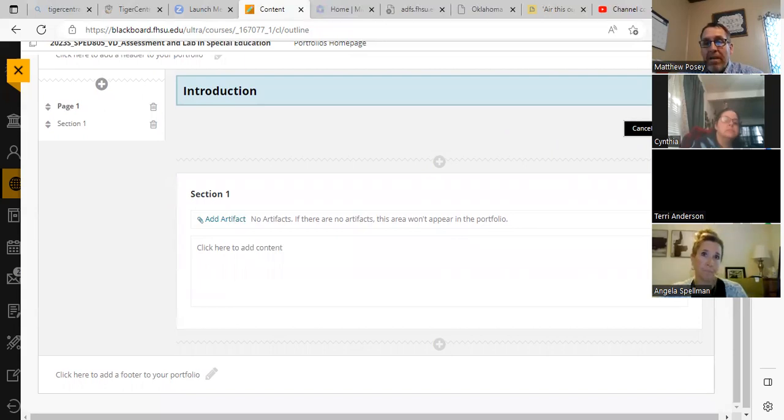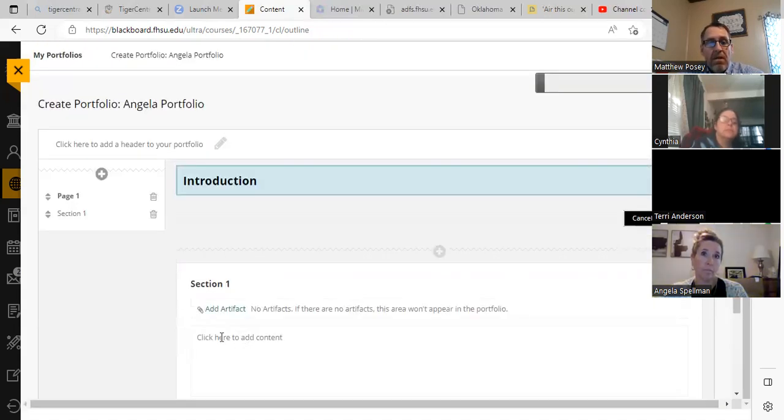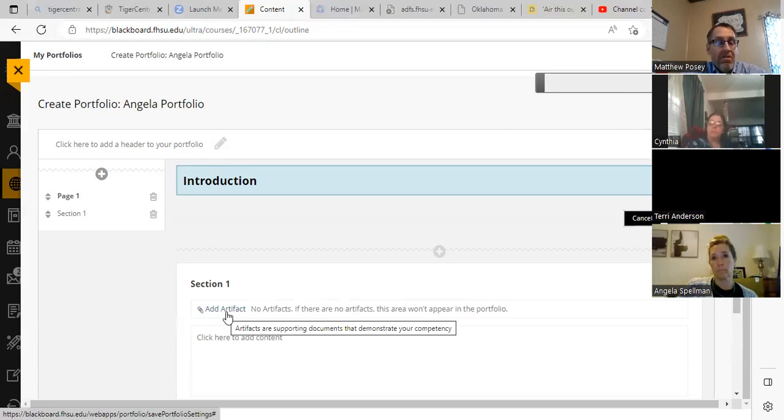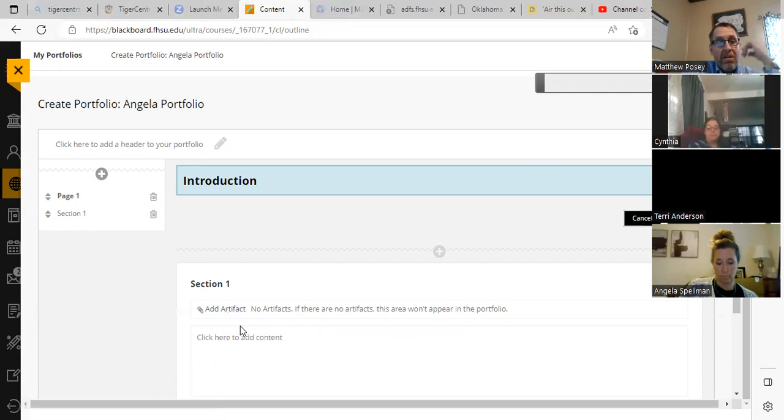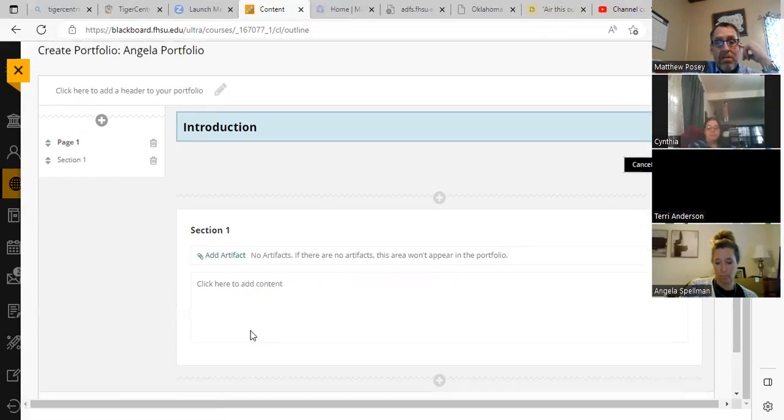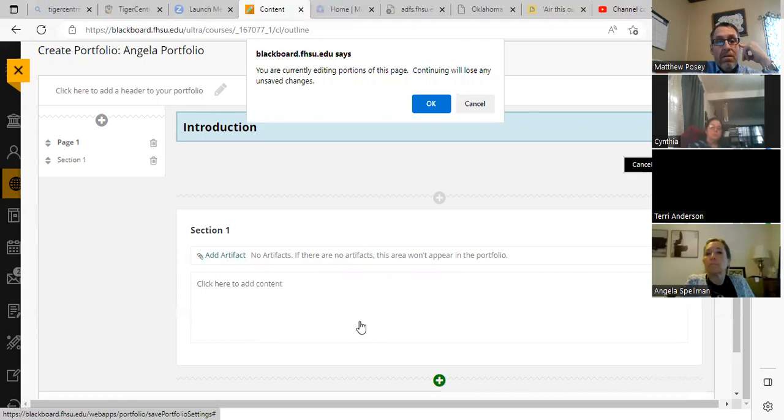What I want to add, I'm going to hit my pencil, and then I would go down here to click here to add my content. Literally, I'm going to just start typing away and put it in. Or if you want, you can do it in a Word document, save it, and then upload your artifact. Either way, that's really not necessary in this section because it's such a short amount of material you're putting in there. It's not like it's a multiple page document.